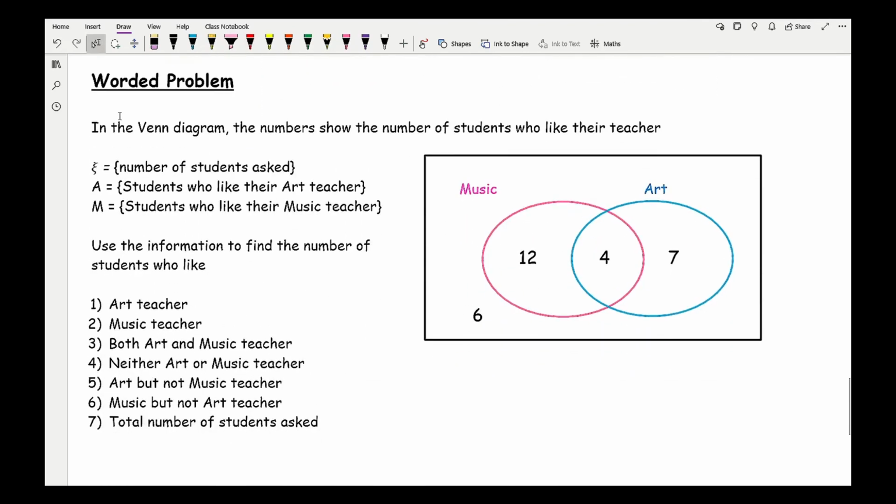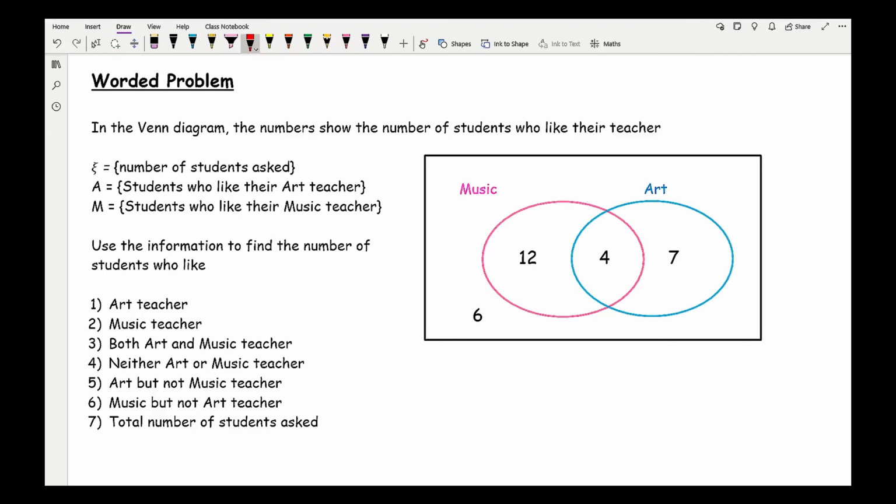Now let's have a look at a worded problem. It says in the Venn diagram, the numbers show the number of students who like their teacher. So here we've got ξ, which is the total number of students that were asked. A is the students who like their art teacher. M is the number of students who like their music teacher. Use the information to find the number of students who like, and then here we've got their art teacher.